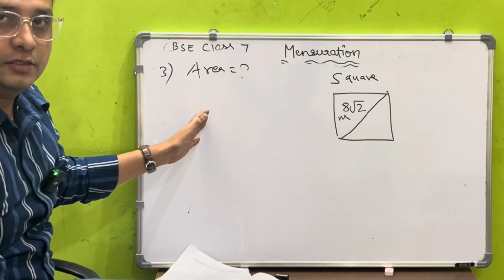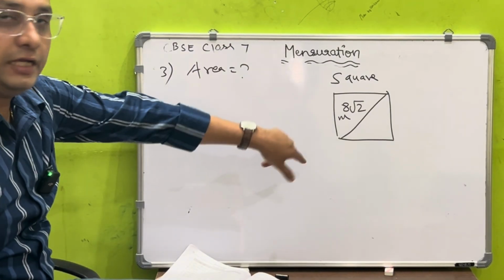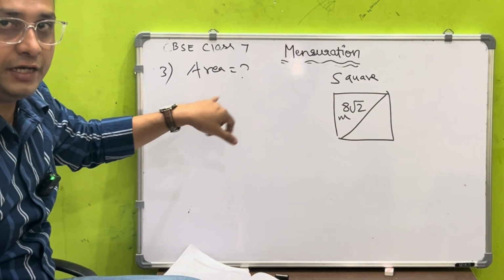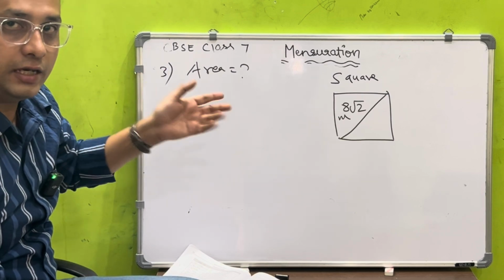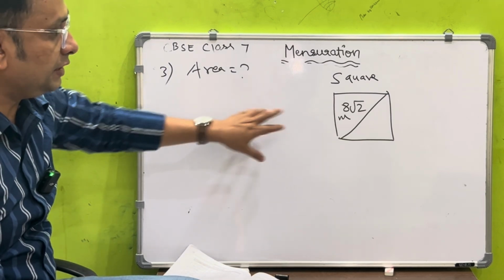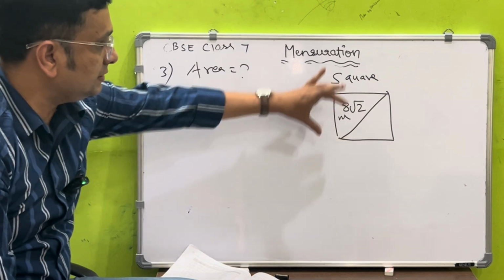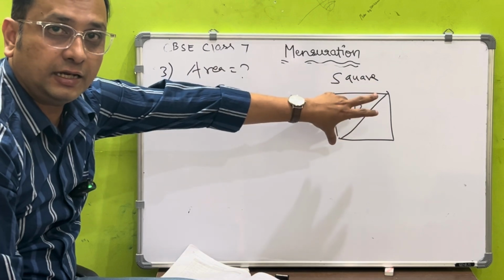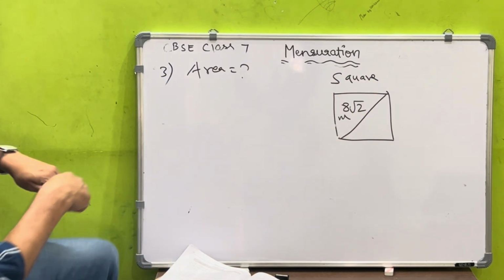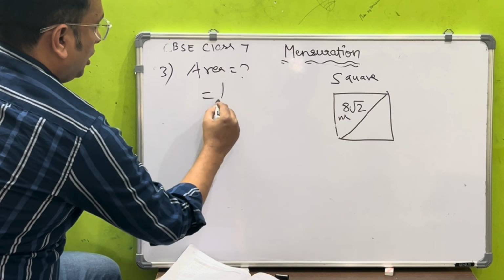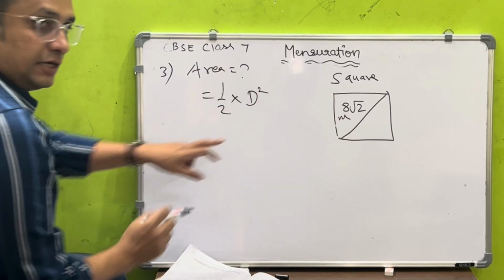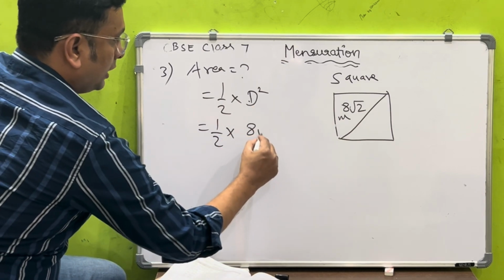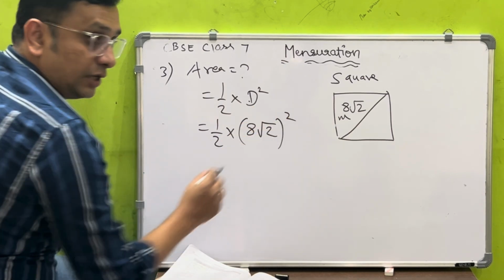Let's see the third example. Find the area of the square. As we saw before, if the side information is given, you can just put side into side, side square, that is the area of the square. But in this case, the diagonal is given, 8 root 2 meter is the diagonal length, and we need to find the area of the square. We apply the formula half into diagonal square. That means half into 8 root 2 whole square.